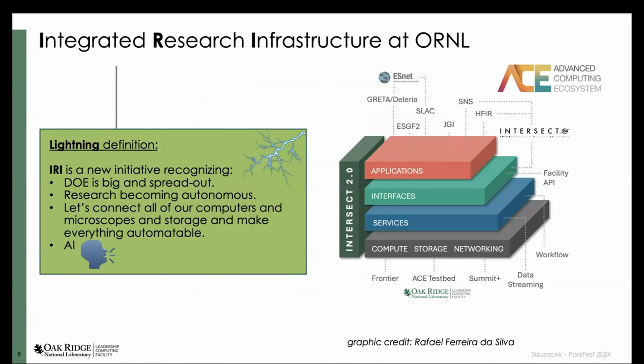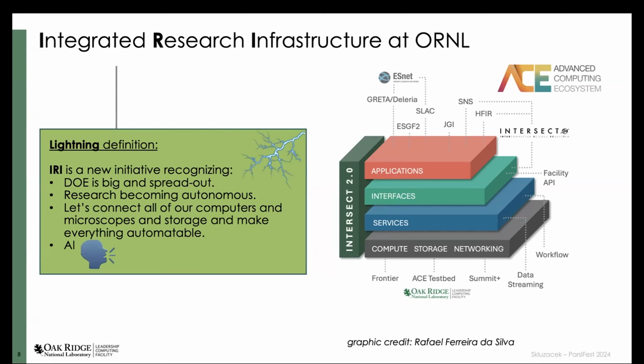To start this conversation, let me talk about our Integrated Research Infrastructure initiative at ORNL. It's a very buzzwordy phrase, but in a nutshell, it means the DOE is big and spread out, and research is becoming autonomous. Let's connect all of our computers and microscopes and storage and make everything automatable. And we care a lot about AI, because those are most of our primary driving use cases now, other than simulation.